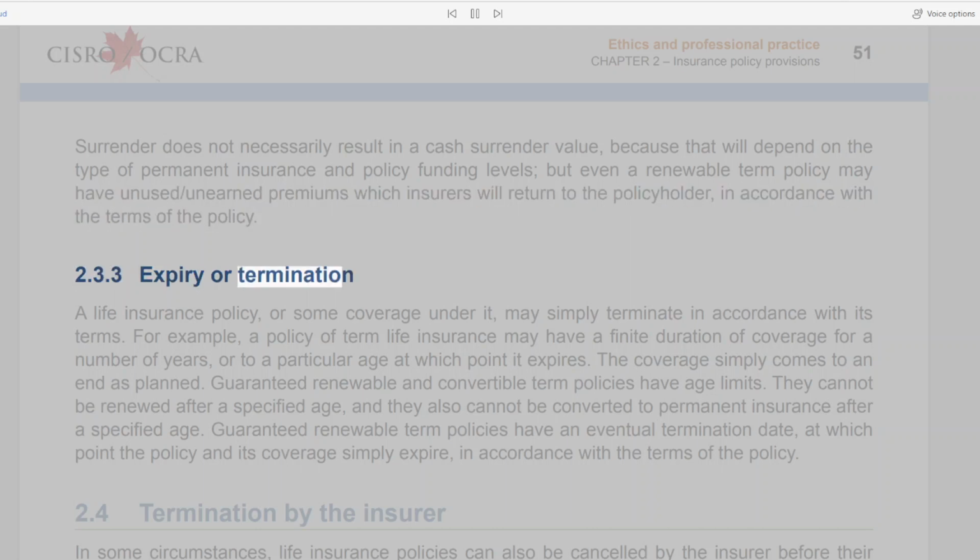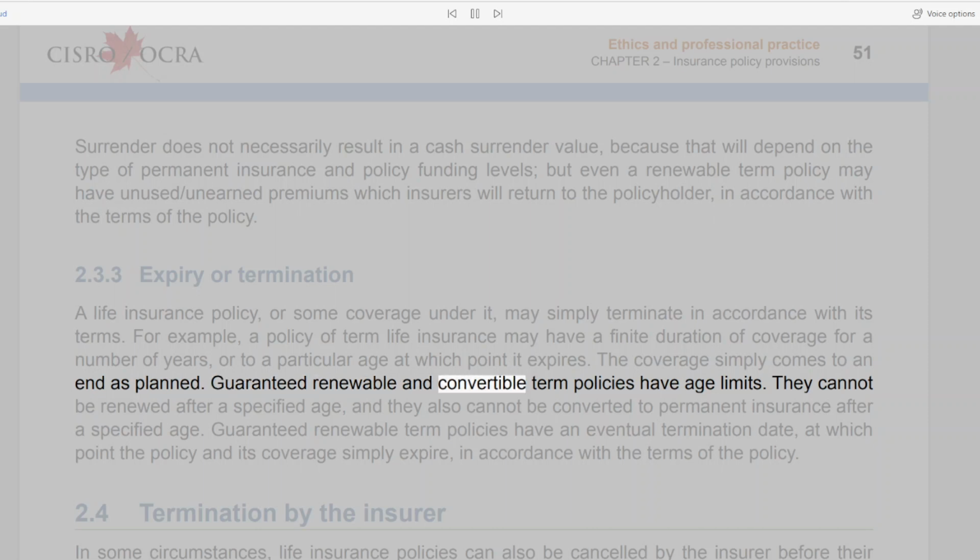2.3.3 Expiry or termination. A life insurance policy, or some coverage under it, may simply terminate in accordance with its terms. For example, a policy of term life insurance may have a finite duration of coverage for a number of years, or to a particular age at which point it expires. The coverage simply comes to an end as planned.